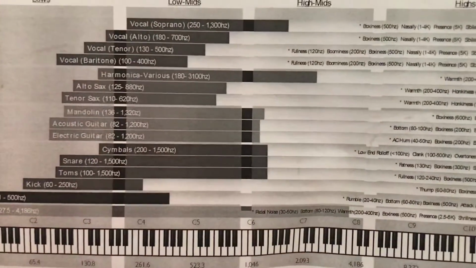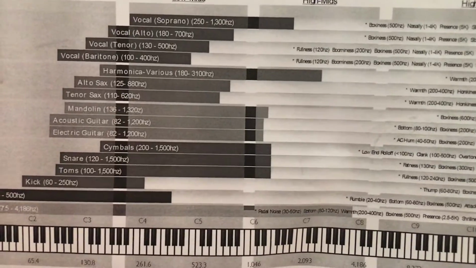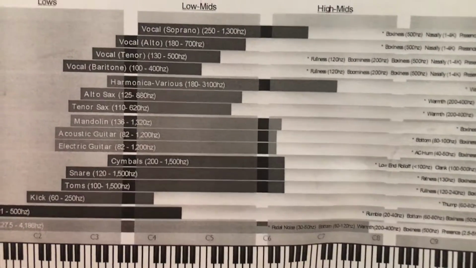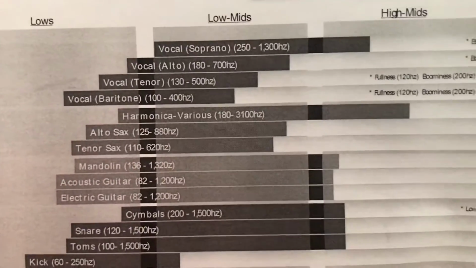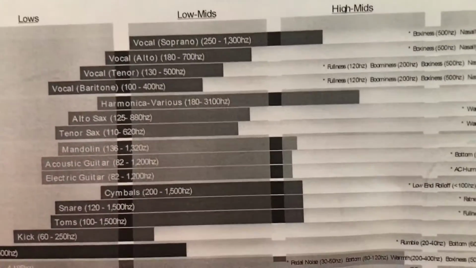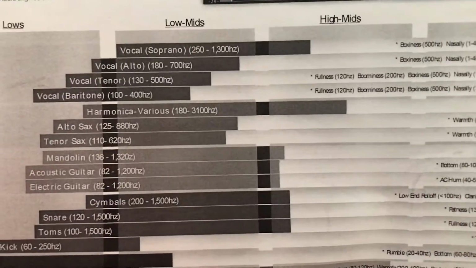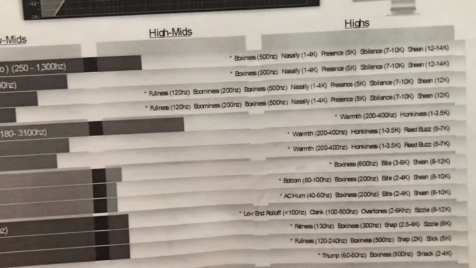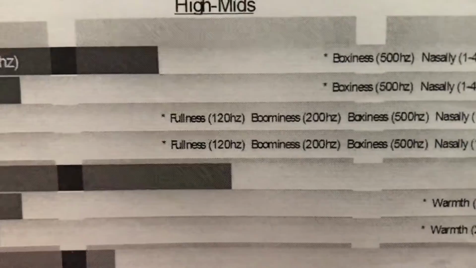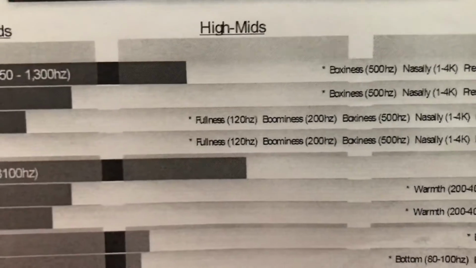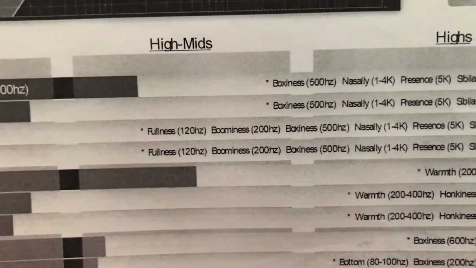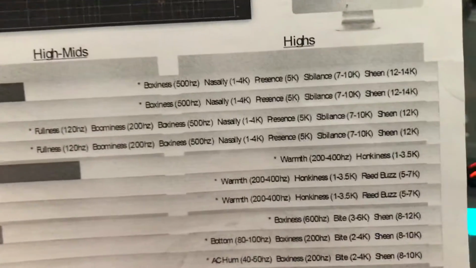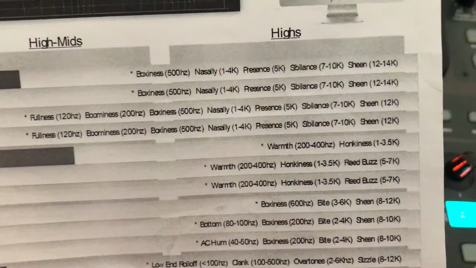So the way to read this chart, for example, if you have a vocal, a tenor, up here on the top, their voice is going to be primarily in the 130 to 500 hertz range. That's the heart of their frequencies, so to speak. If you want to add fullness, you might want to boost 120 hertz. But if it's sounding too full or too boomy, you could reduce the 120 to 200 hertz range. And they have different adjectives: boxy, nasally, presence, all that good stuff.